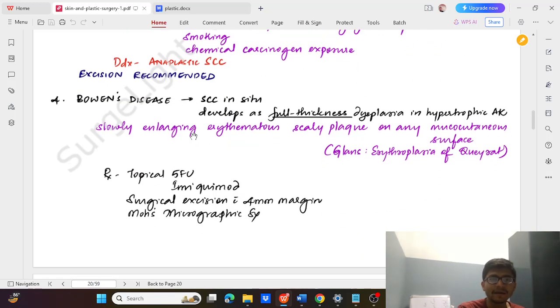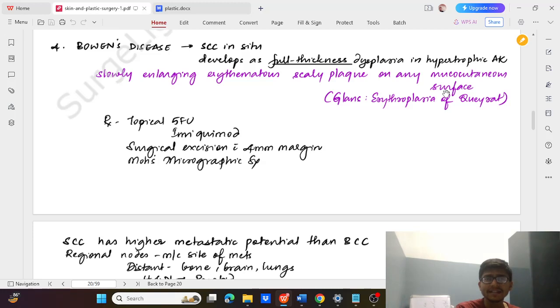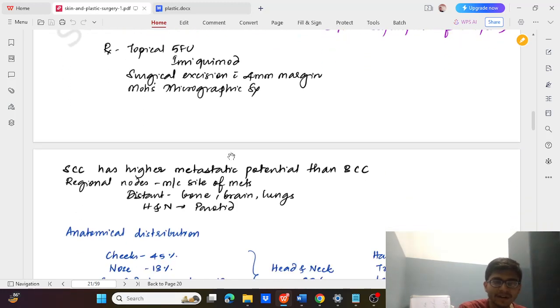Better to get it removed. Now we come to Bowen's disease, that is squamous cell carcinoma in situ, which develops as a full thickness dysplasia or hypertrophic actinic keratosis that we had seen ahead. These are slow growing erythematous scaly plaques on any mucocutaneous surface, and these are also known as erythroplasia of Queyrat when on the glans. It is treated with topical 5-fluorouracil or imiquimod, that is the immunotherapy, chemotherapy, surgical excision with 4 mm margins at least, and Mohs micrographic surgery.